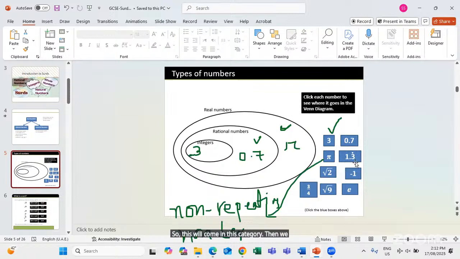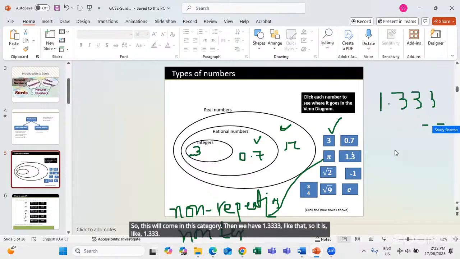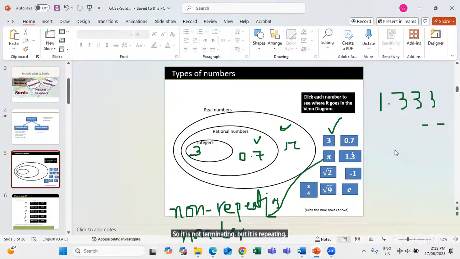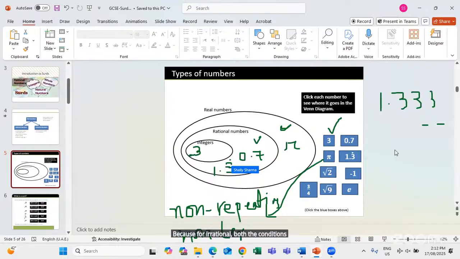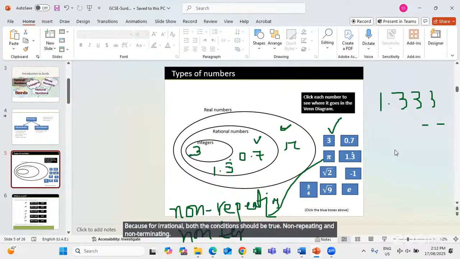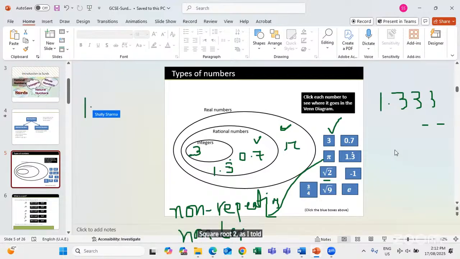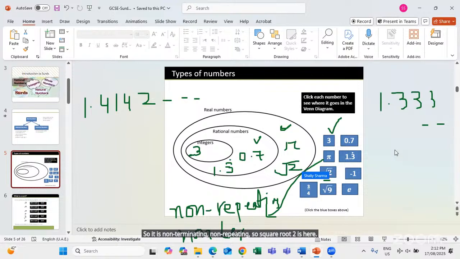Then we have 1.3333, like that. So it is not terminating, but it is repeating. So again, it is a category of rational numbers, because for irrational, both the conditions should be true, non-repeating and non-terminating. Square root 2, as I told, its value is 1.4142, like that. So it is non-terminating, non-repeating. So square root 2 is here. Then we have minus 1. Minus 1 is an integer. It's not a decimal number here. 3 quarters: if you see, 3 quarters is 0.75, which is a terminating decimal number. So it will be here.